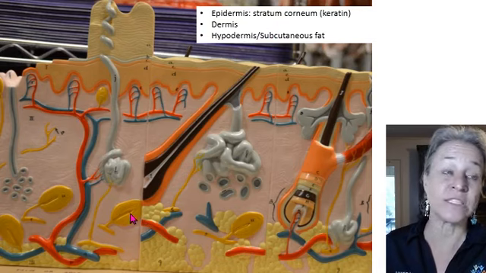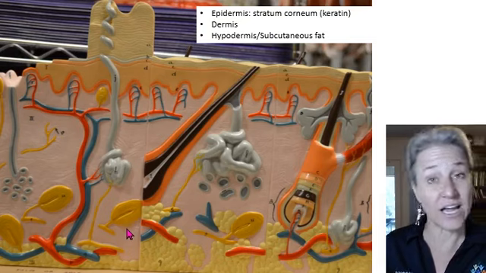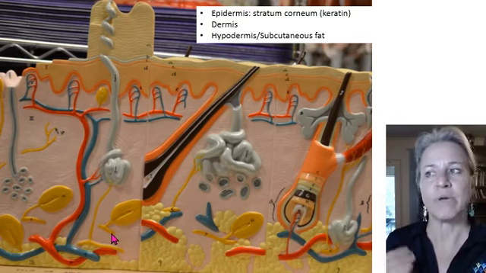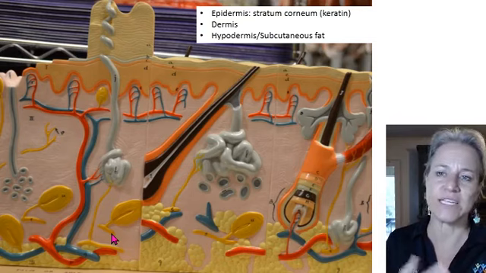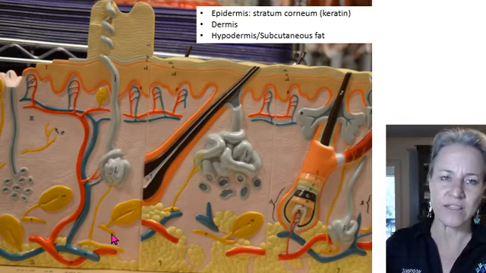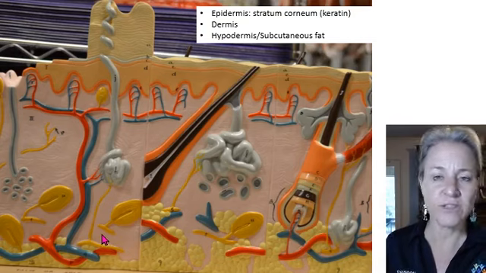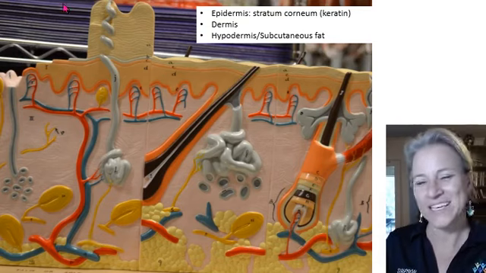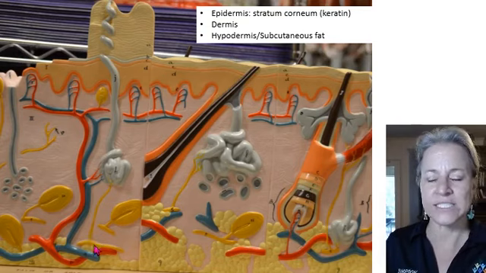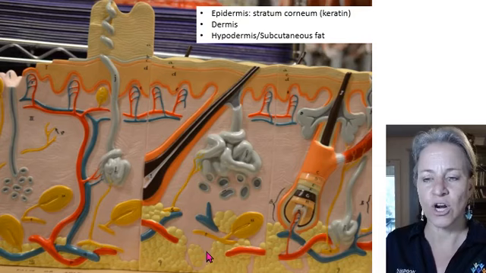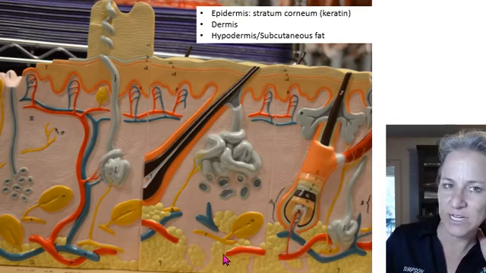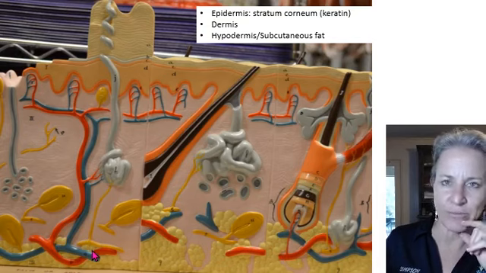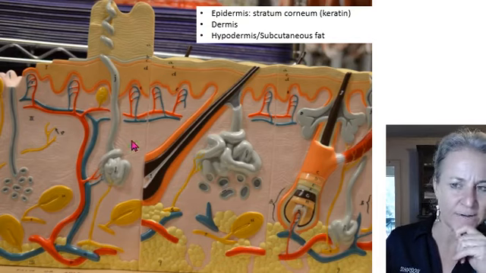Now the hypodermis actually is not considered part of the skin. It is below the skin, but we still teach it with the integumentary system because it is right underneath the dermis. It's not considered part of the integumentary system. So it's the hypodermis, below the dermis, or subcutaneous fat, because that's what it is. It's just a big cushion, a layer of adipose tissue or fat.